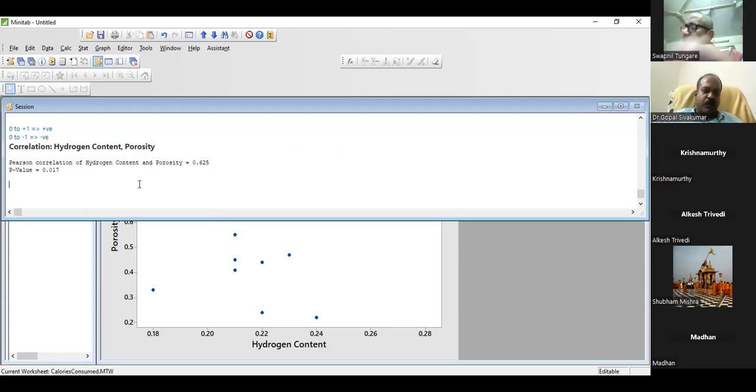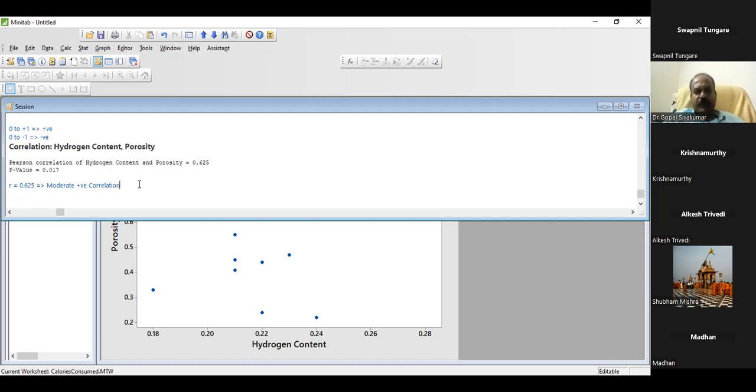0.65. 0.6. Your R value is 0.625, which is the Pearson correlation coefficient. What is your conclusion? What kind of relationship is it? Moderate. Moderate positive. Moderate, very good. Moderate positive correlation. So that's the advantage of you having a formula. You can always read from the graph directly. You can also read through the values. So whatever is convenient to you.